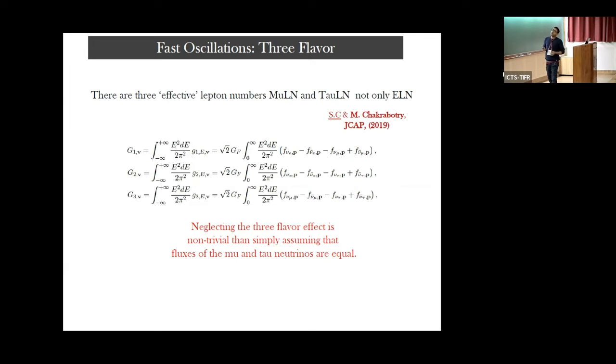And we found that one of the very interesting results was that it is not only the ELN, that is not only the difference between nu and nu bar, but rather all other flavors are actually involved. Not only this quantity called ELN, but you also have to have these things called mu ln and tau ln. So all these flavors could be important. But then, are they really important for a typical supernova?